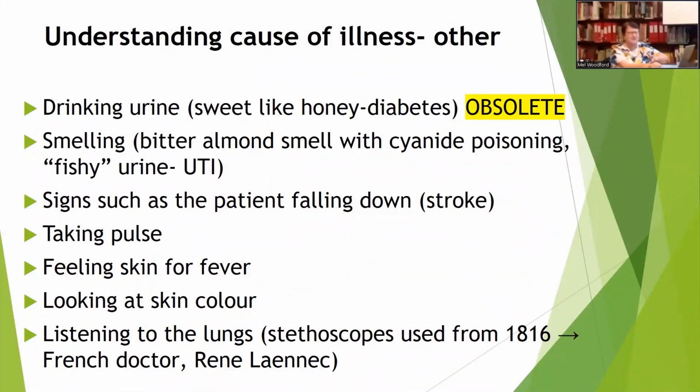Luckily, that is obsolete now, but if it was sweet like honey, that's where the phrase diabetes mellitus came from. So they could tell that that was a diabetic patient, or they would smell the patient, and if they could smell a bitter almond smell around the mouth, that was a sign of cyanide poisoning. Or if the urine smelled fishy, that was a sign of a urinary tract infection. Or they might observe the patient falling down, and that's a sign of a stroke.